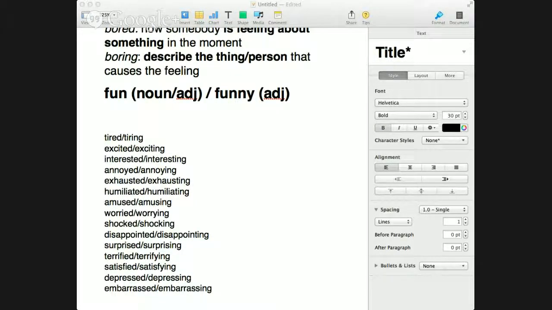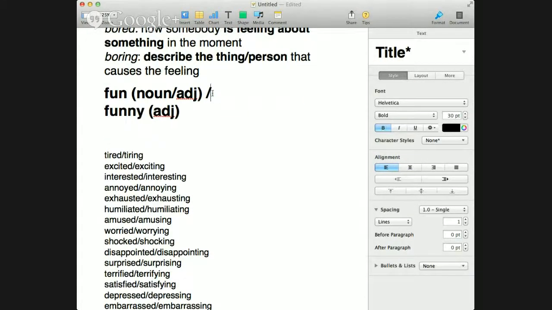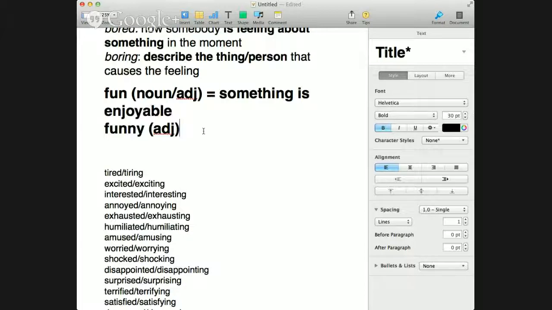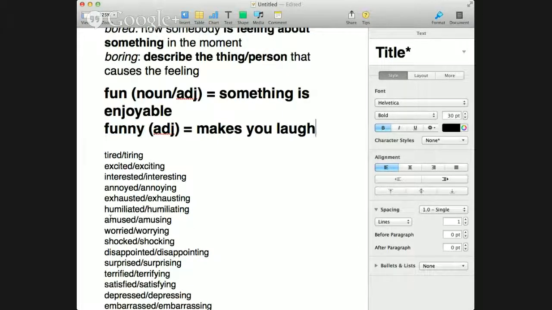Fun is pleasant and funny makes you laugh. Absolutely. Very good. Great description. I'm going to put that in there. Something is... I'm going to put enjoyable if you don't mind. Makes you laugh. So if something is funny, then it's probably one step up from amusing, right? I'd say amusing is maybe makes you smile, and funny probably makes you laugh. Excellent.